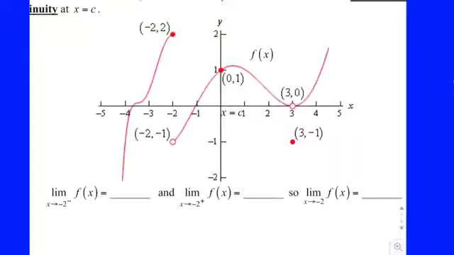Negative 2 is here. You're approaching from the left. So hop on the graph to the left and start heading towards it. Again, the negative sign means from the left. So here is negative 2. You hop on the graph to the right and start heading back towards x equals negative 2. That would be from the right.